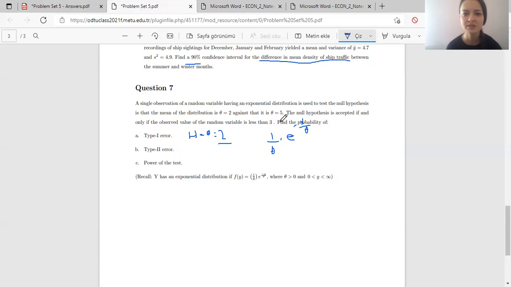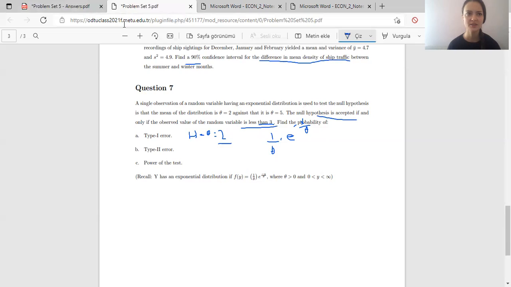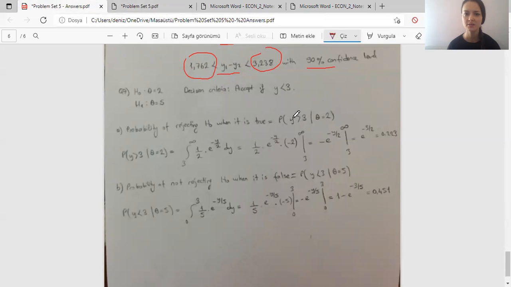Okay, we are going to reject the null hypothesis when the value of the random variable is higher than 3, because we are accepting it when it is less than 3. So we are rejecting it when it is higher than 3. So probability of, I have written x here, but this is y. You can think of it as x as well. Anyway, probability that our random variable's value is greater than 3 when our theta is 2.